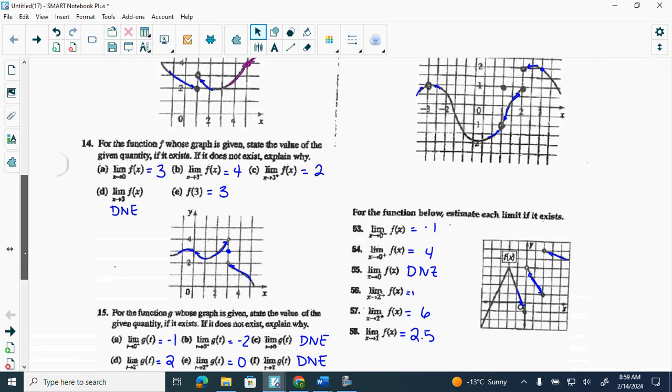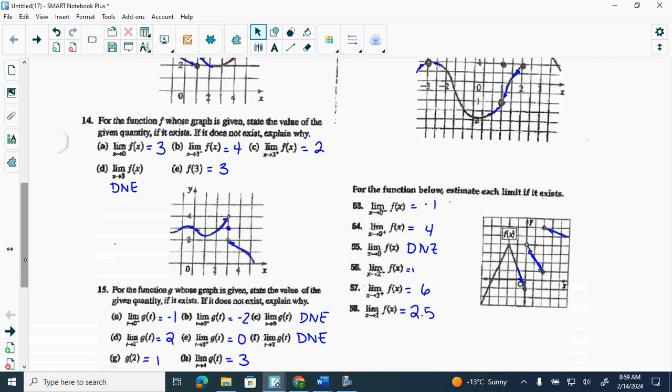And then this one, we have 0 from the left is -1. It's a really tiny negative sign. 0 from the right is 4. Therefore, at 0 it does not exist, even though that looks like a Z. And then 2 from the left is 1, 2 from the right is 6, and then at 1 is 2.5.